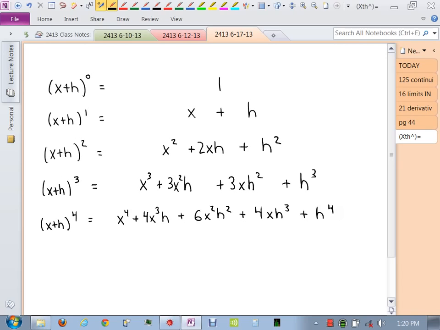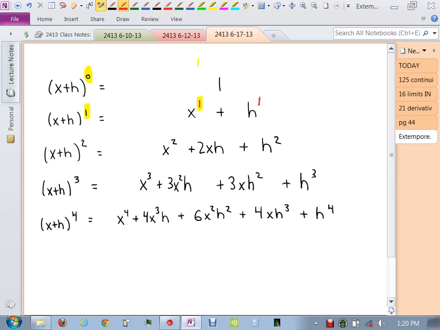So first thing I want you to notice about these is let's look at just the powers on x. What was the power up here? 0? Do I have any x's here? No. What was the power on x on this x plus h here? 1? What was the first power that I had on the x? It was a 1. And what was the power on the h? A 1 also, right?